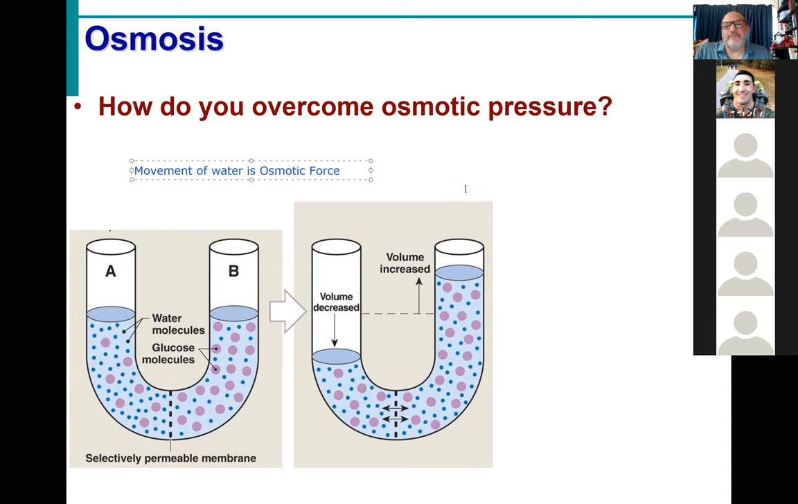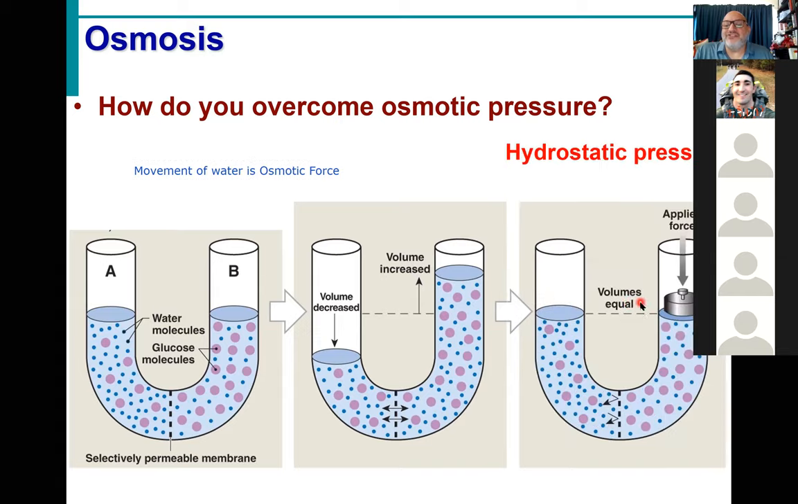By pressure? Exactly. And not just any pressure, but pressure on the water. If we put pressure on the water, that pressure is what we call a hydrostatic force. And so the opposite of osmotic force is a hydrostatic force. That is the force of the water. If we push on the water, we could force it back to the other side. So osmotic force and hydrostatic forces are opposite pressures.